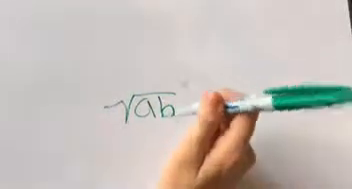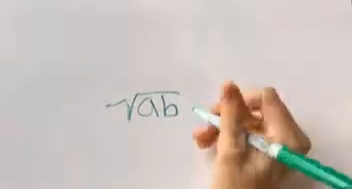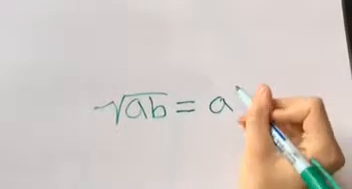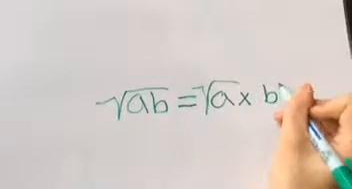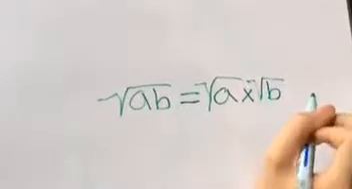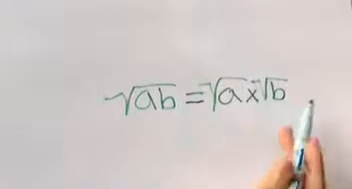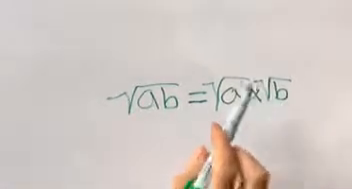The product property of square roots is when you have an expression, so square root of a times b. The product property of square roots lets you separate them into the square root of a times the square root of b, as long as a and b are bigger than 0, so no negatives.